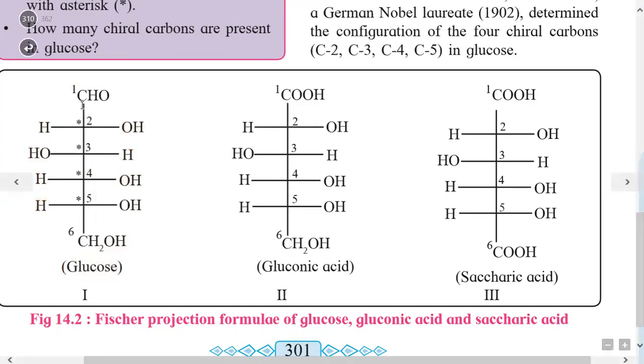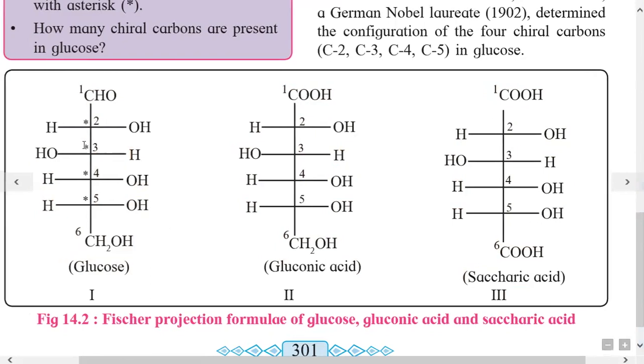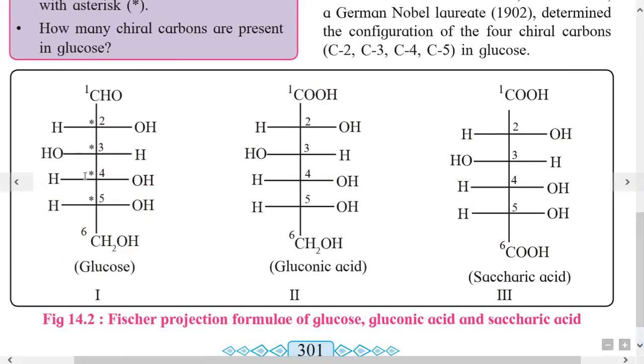So this is a type of structure in which the central carbon atom is not shown. Here the central carbon atom is represented by a cross line, one vertical and the other horizontal. But the groups present on this central carbon are shown to the left side and right side. I will read the structure. It is CHO, then CHOH, then OH, CH, then CHOH, CHOH and CH2OH. This formula of glucose is called the Fischer projection formula of glucose.